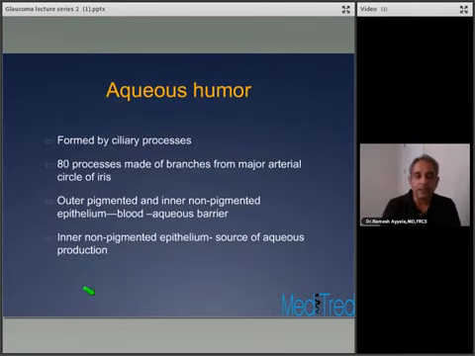So to summarize so far, aqueous humor is formed by the ciliary process. There are about 80 ciliary processes made of branches from the major arterial circle of the iris. Remember this. The outer pigmented and the inner non-pigmented epithelium put together form the blood aqueous barrier. The inner non-pigmented epithelium is a source of aqueous production and active filtration, active secretion of aqueous. Remember this. This is also an OCAP question.